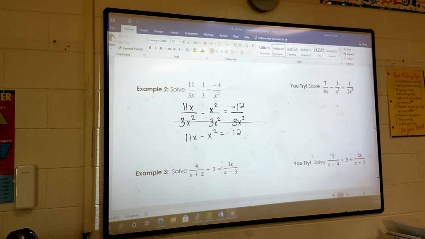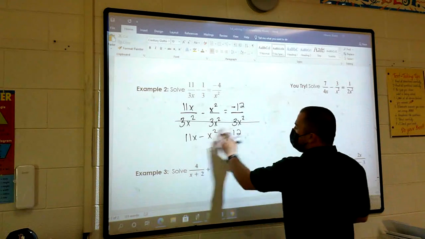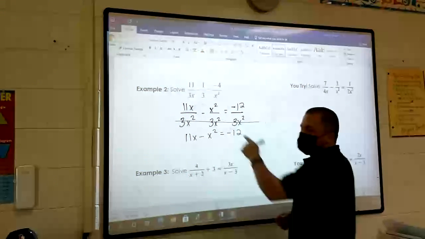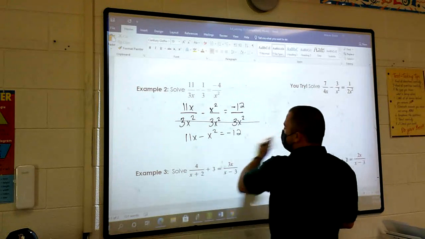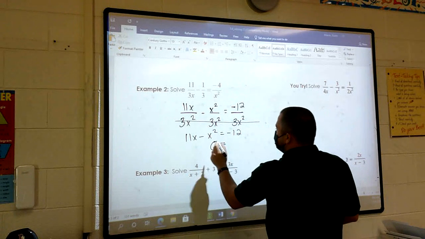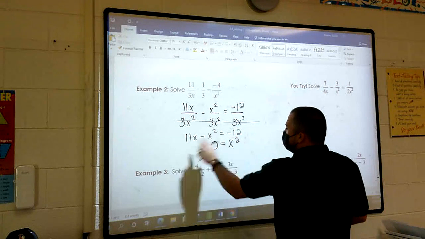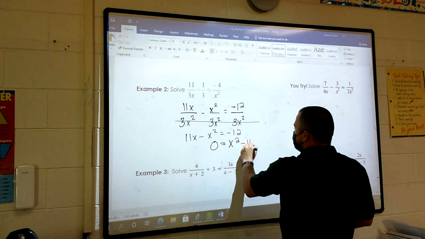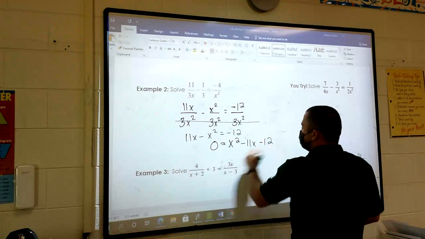So we've got to move everything to one side. So we're going to move everything over here because it's a negative x squared. I want it to be a positive. So I'm going to move everything to the right, make it equal 0. So I'm going to add x squared over here. I'm going to subtract 11x, and then I've got minus 12.